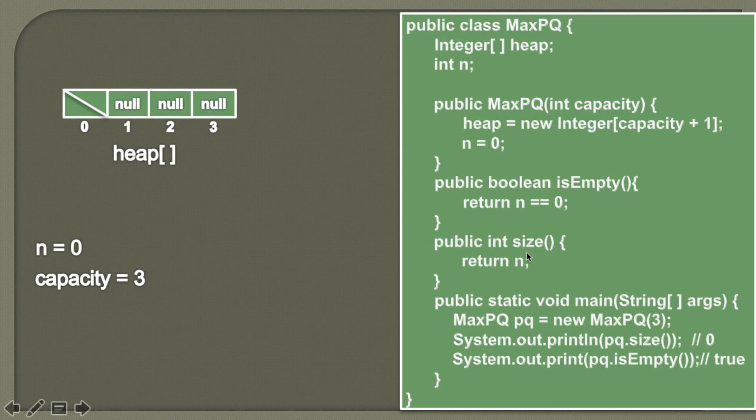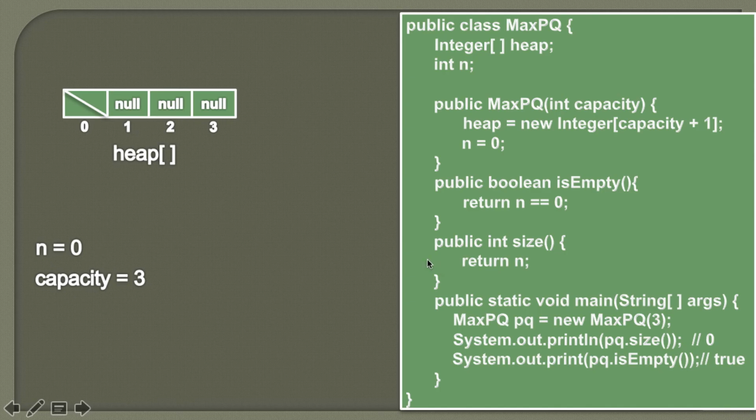The second method we provide is size. We simply return the value of n. So if we call the size method, it will print 0 because currently the value of n is 0. And then if we call the isEmpty method to check whether the priority queue is empty or not, it simply returns true because n is equal to 0. So friends, this is a basic and initial implementation of a max priority queue. There are more methods which we will discuss in our upcoming tutorial.